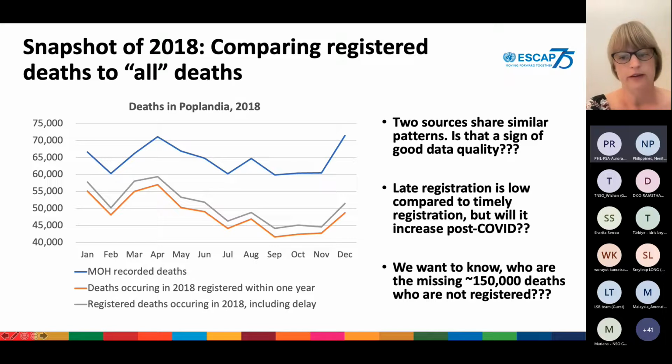And so for our inequality assessment, what we're really trying to figure out is who these roughly 150,000 missing deaths are that are not registered. So there's a gap here, and we're trying to figure out who is missing, who these people are, so that we can reach them and improve the situation.